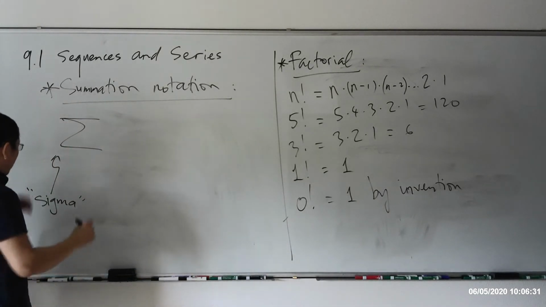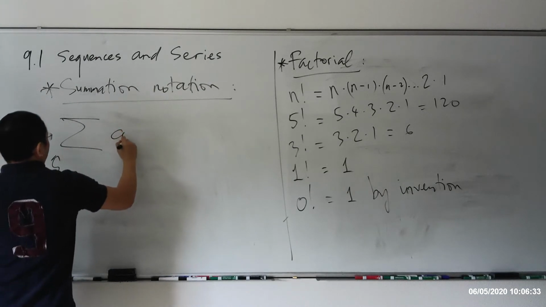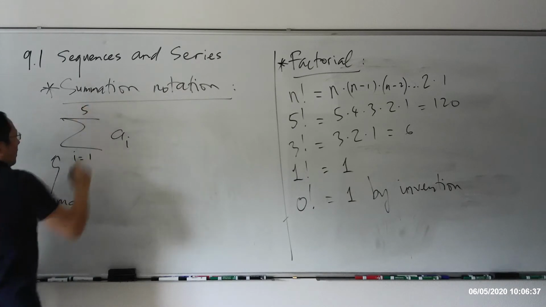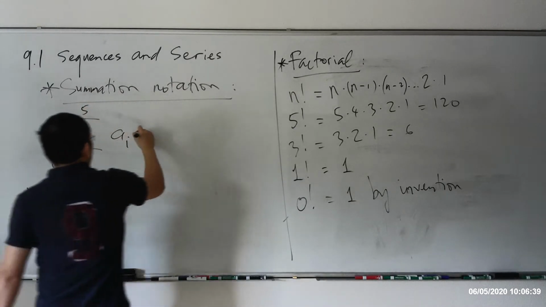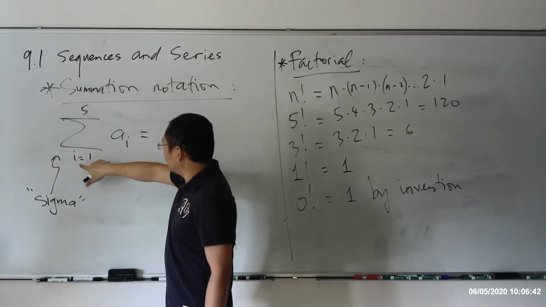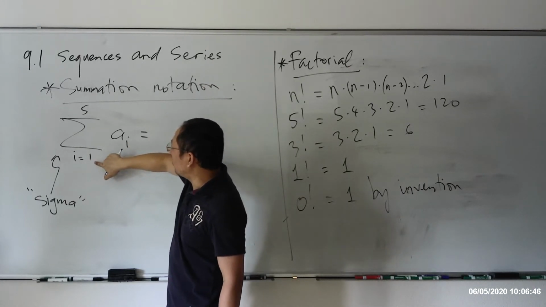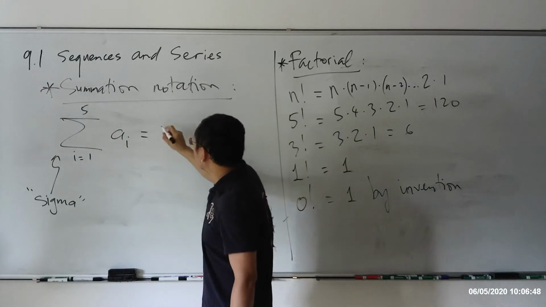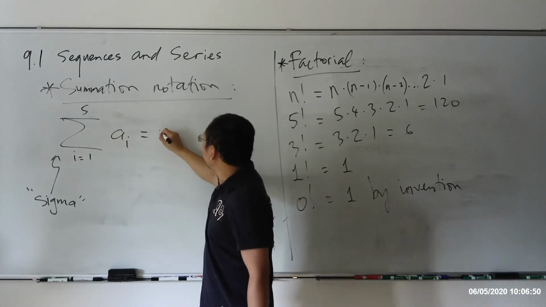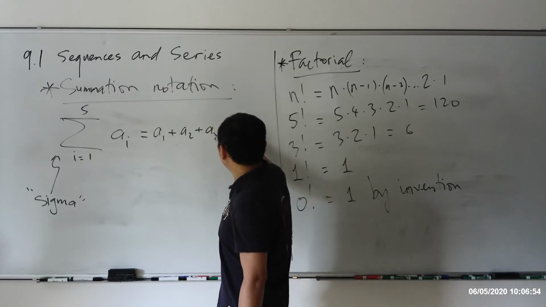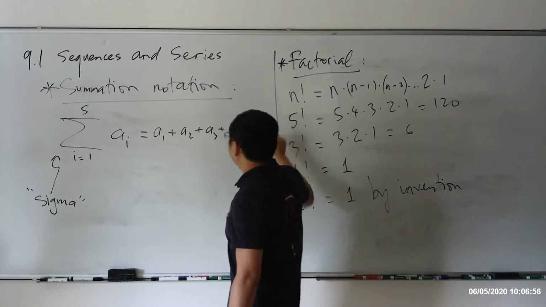So, say you have sigma of a_i, where i runs from 1 to 5. What do we mean by this? We plug in i, called the counting index. i starts from 1 and goes 1, 2, 3, 4, 5, and the sum is sigma. So A1 plus A2 plus A3 plus A4 plus A5.